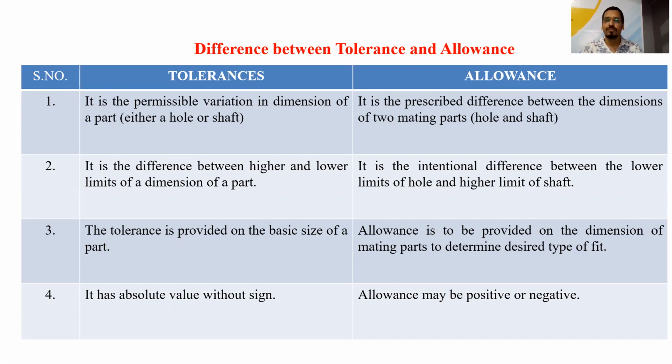But what is allowance? Allowance is the prescribed difference between the dimensions of two mating parts. And the mating parts are hole and shaft. The basic size is 50. Let us suppose the hole size is 50 plus minus 0.02. It means for the hole, the upper limit is 50.02 and the lower limit will be 49.98.